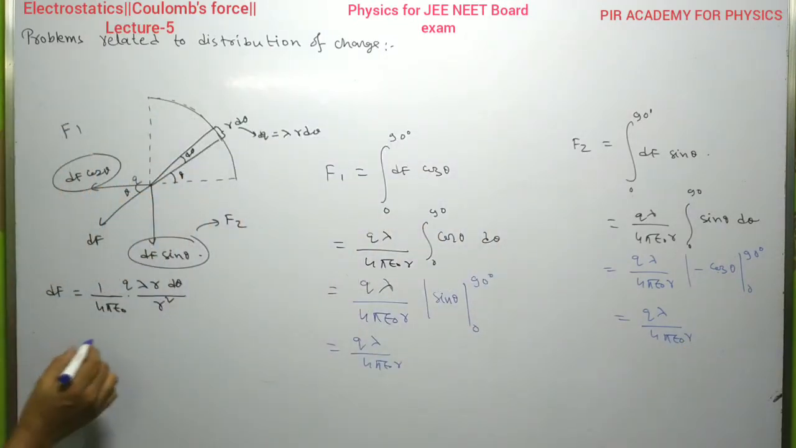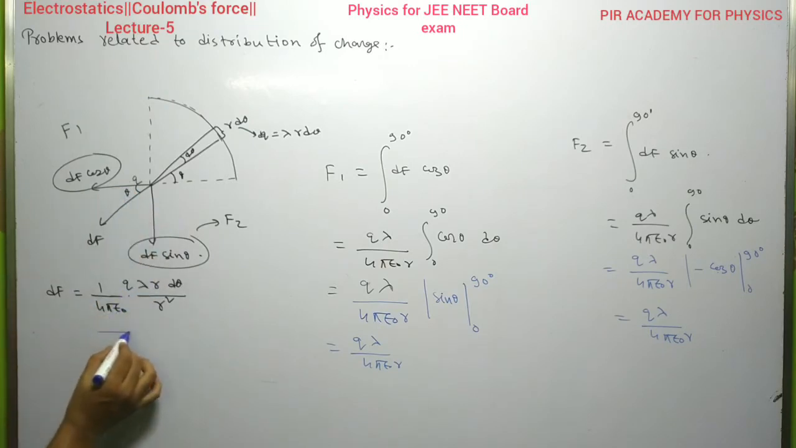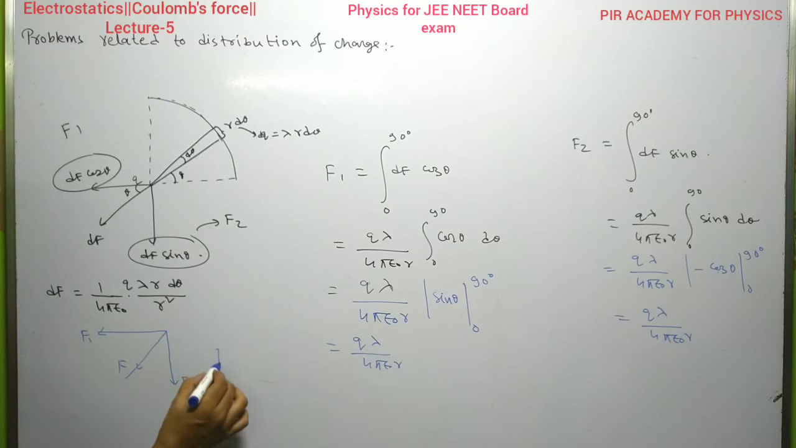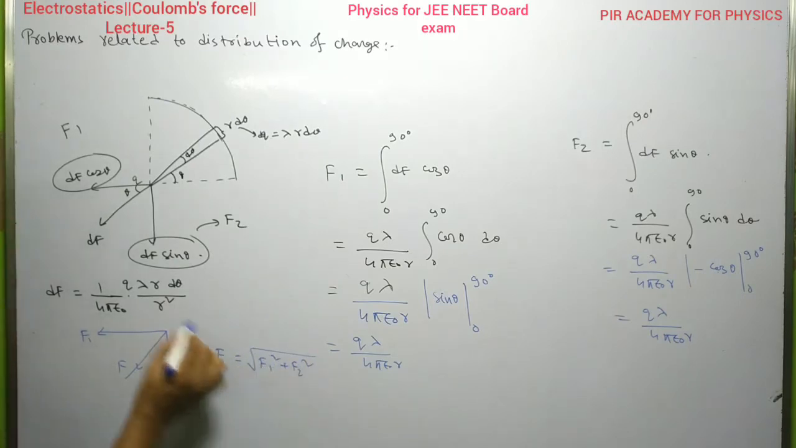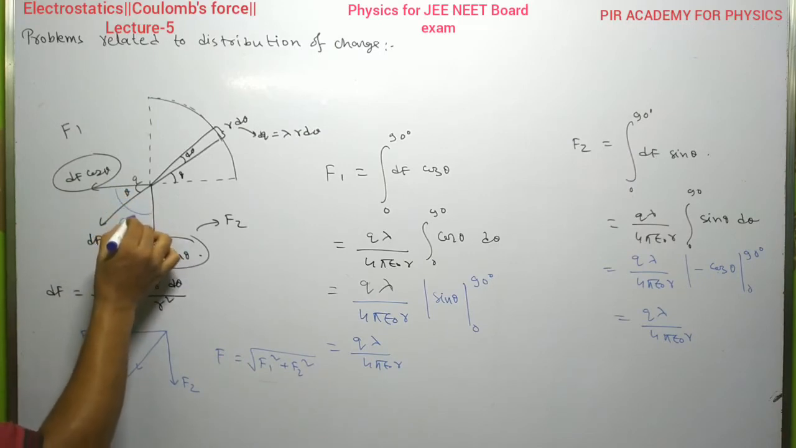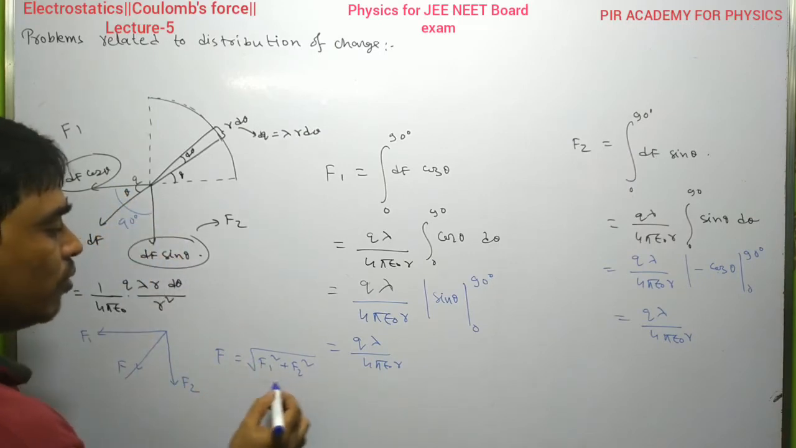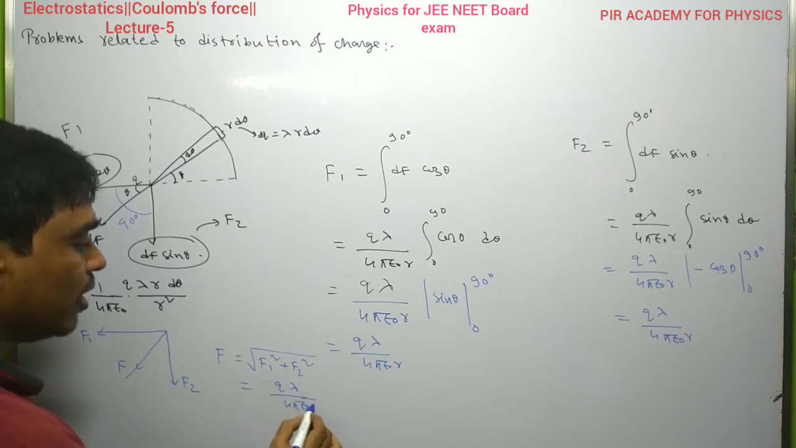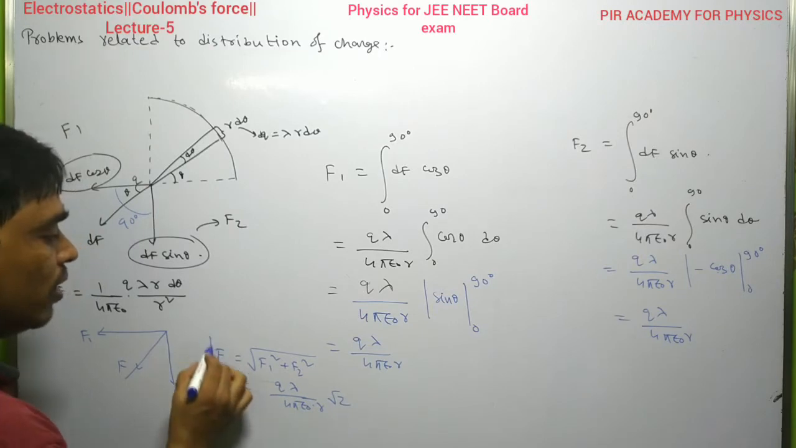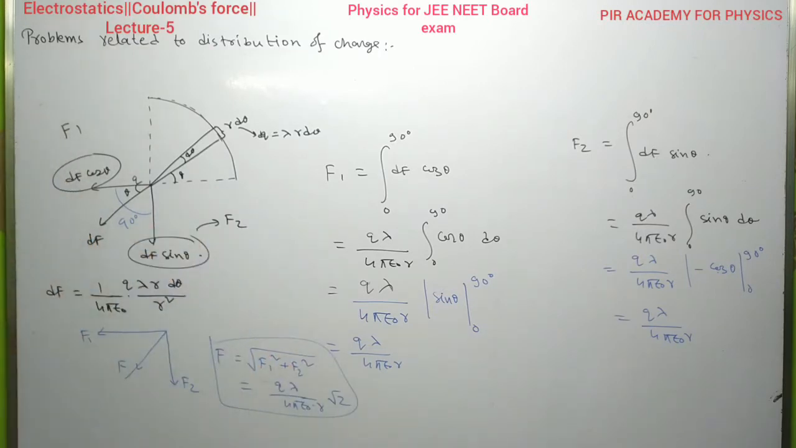So if I resolve along this direction, the total force is, here is F2, here is F1. So the total force, suppose F, will be root over F1 square plus F2 square, because the total angle is 90 degree. So the total force will be q lambda by 4 pi epsilon naught r into root 2. This is the formula for the force in this condition.